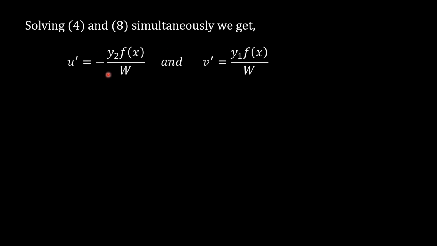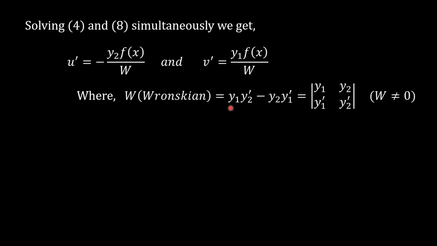Solving equations 4 and 8 simultaneously, we will get u' is equal to minus y2 f(x) upon W and v' is equal to y1 f(x) divided by W, where this W is called the Wronskian, which is given by y1 y2' minus y2 y1'. That is, it is the determinant in which the first row is the functions y1, y2 and the second row is their corresponding derivatives y1', y2'.